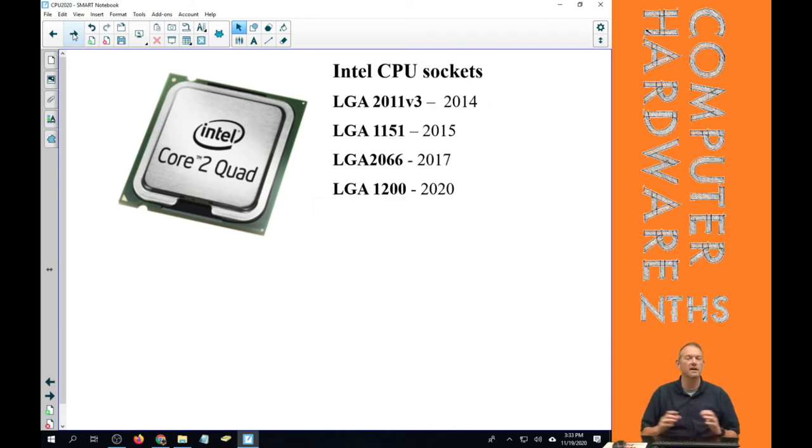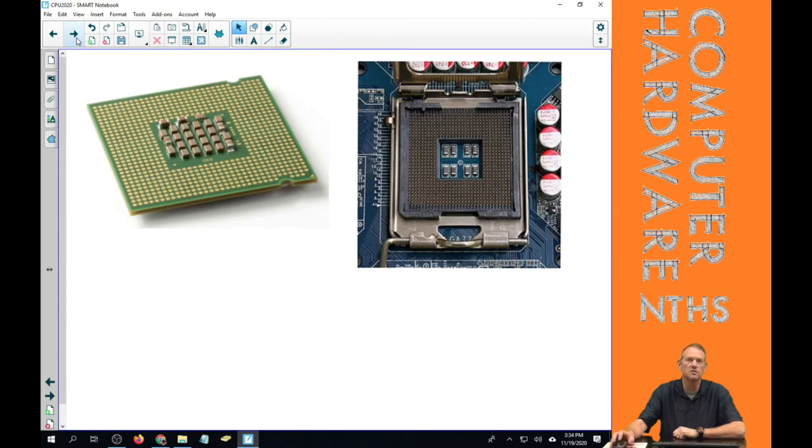Now, Intel has a lot of sockets. We're going to look at a list of all the sockets, but these are the ones that are prevalent today. Of these, the 1151, the 2066, and the 1200 are the ones you can still actively get processors for right now. The older 2011 version 3 is pretty much gone for any intensive purpose. We know that Intel uses predominantly LGA sockets. So when we look at a motherboard, if it's got LGA, it's almost always a motherboard for an Intel CPU.